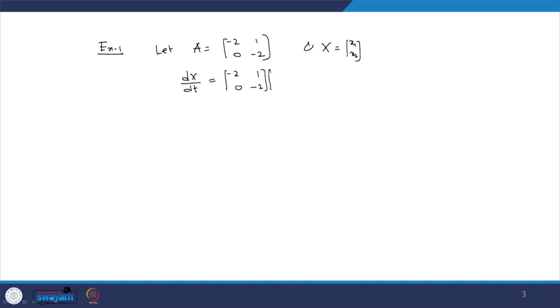Now, let me consider one small example. Let capital A equal to [-2, 1; 0, -2], and capital X is a 2-dimensional vector. Let me consider x1 and x2. So, we have dX/dt equal to [-2, 1; 0, -2] times [x1, x2], which is equal to AX. We have already studied in the theory of ODE that the solution of this type of system is of the form e to the power lambda t into some unknown vector function u.